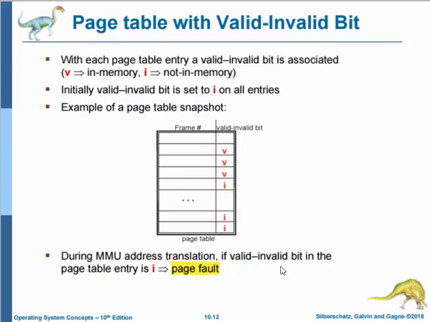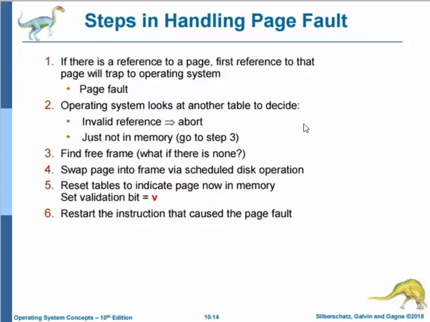So the procedure for handling this page fault is straightforward. So the first step for handling this page fault is to check an internal table, usually kept with the process control block for this process, to determine whether the reference was a valid or an invalid memory access. So the first reference to that page will trap to the operating system, and that is going to be the page fault.